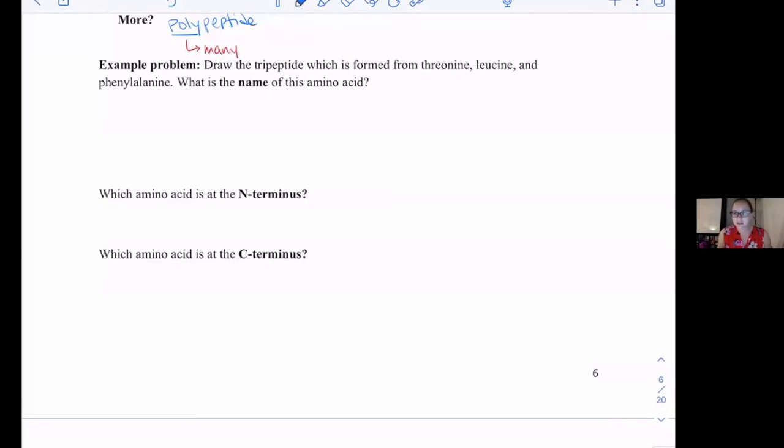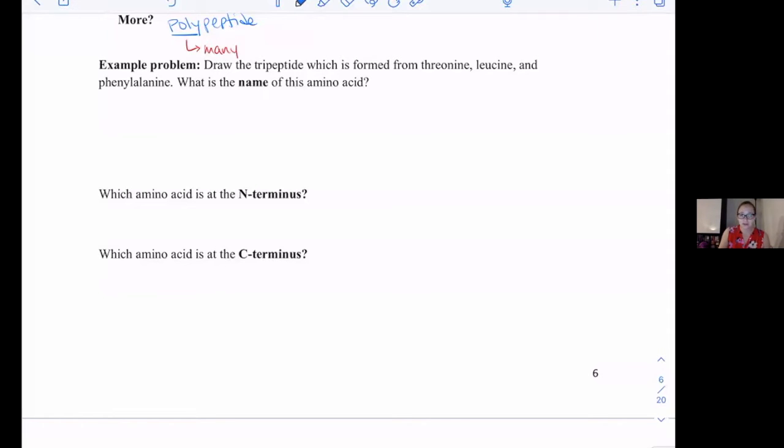Okay, so we're going to use this example problem as a way to learn some new concepts as well. So it's not just necessarily a practice problem, but we're going to learn new concepts. So it says draw the tripeptide. So now we know we have three amino acids, tripeptide, which is formed from threonine, leucine, and phenylalanine. What is the name of this peptide? So the first thing is that we need to draw a tripeptide.